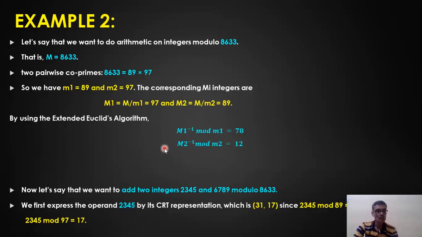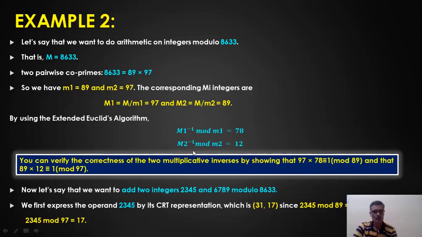Now I want to add two integers which are less than 8633. My integers are 2365 and 6789. What is the first step? Represent this number as well as the other number in the form of a tuple. I'll get a tuple 31 and 17 for the first number, and how did we get it? 2365 mod 89, that is this number, then 2365 mod M2, that is 97. I'll get the answer as 31 and 17. Then 6789 mod 89 and 6789 mod 97. I'll get a second tuple, right?